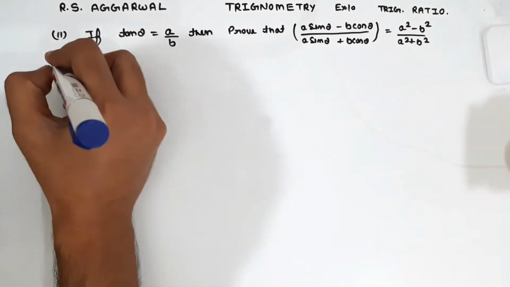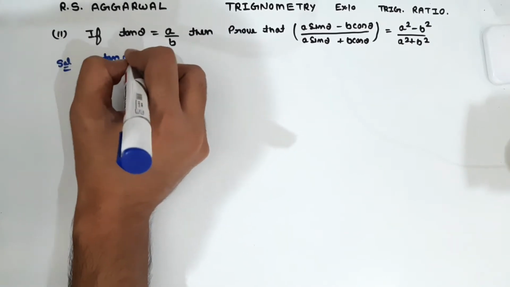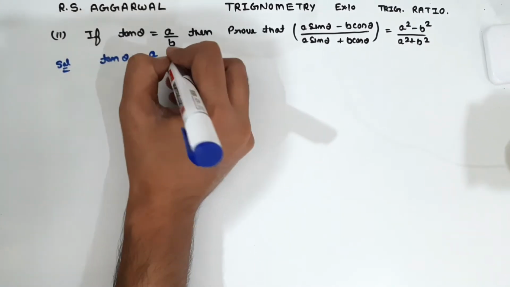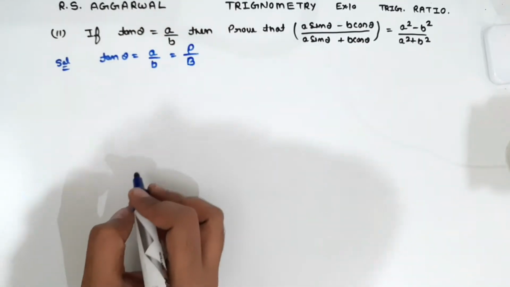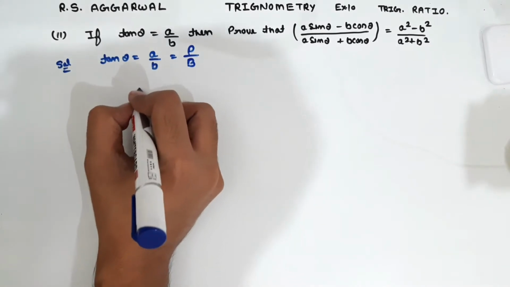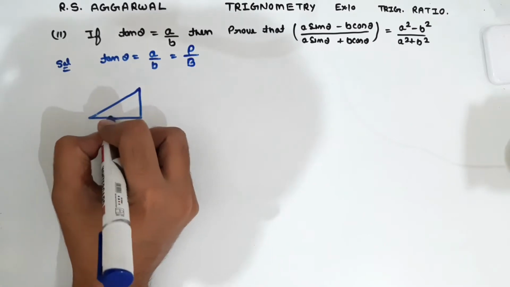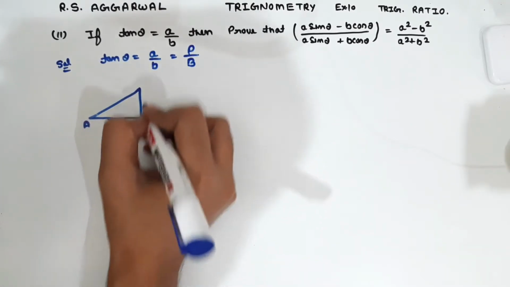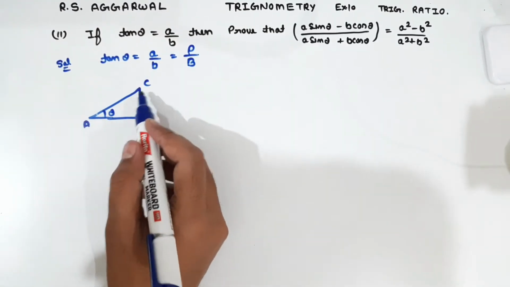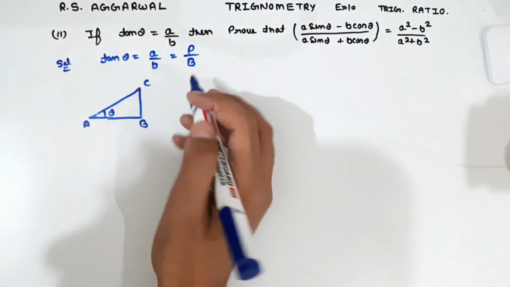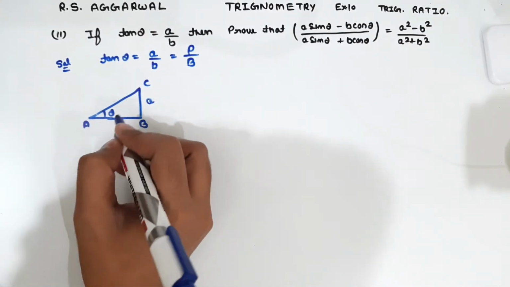So in this problem, we have given tan theta is equal to A upon B, and we know that tan theta is given as perpendicular upon base. So draw a right angle triangle ABC. This is a right angle triangle ABC. This is angle theta. So the side opposite to angle theta will be the perpendicular, that is A, and the side adjacent to theta will be the base, that is B.